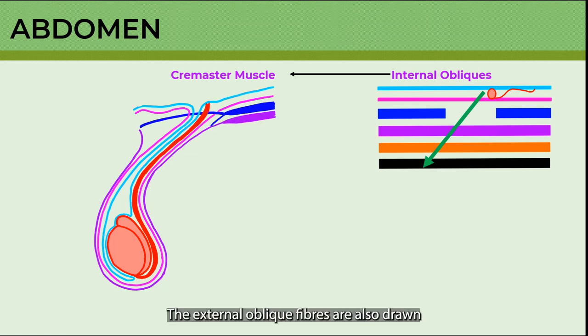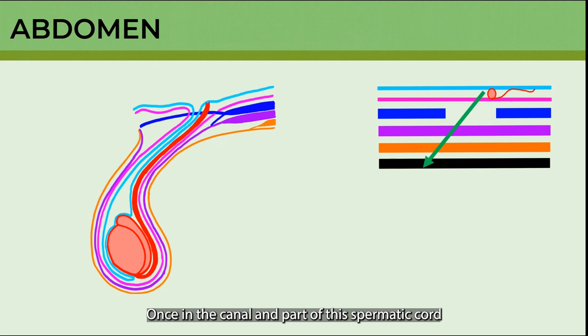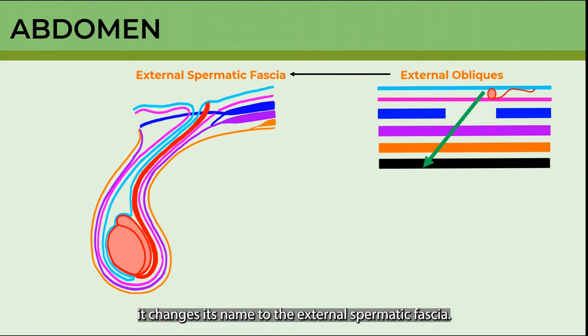The external oblique aponeurosis is also drawn inferior with the testes, as shown here. Once in the canal and part of the spermatic cord, it changes its name to the external spermatic fascia.